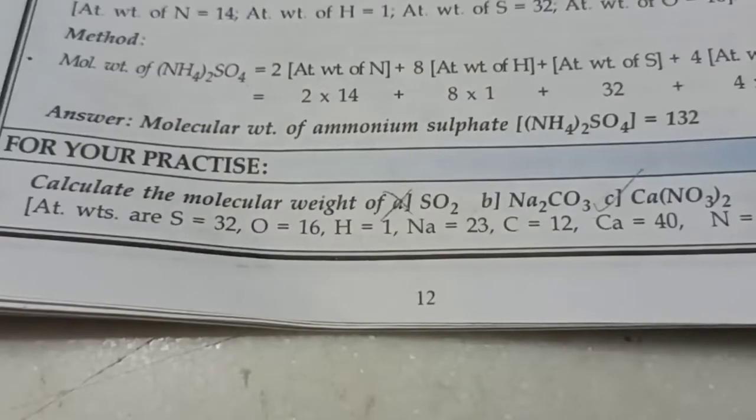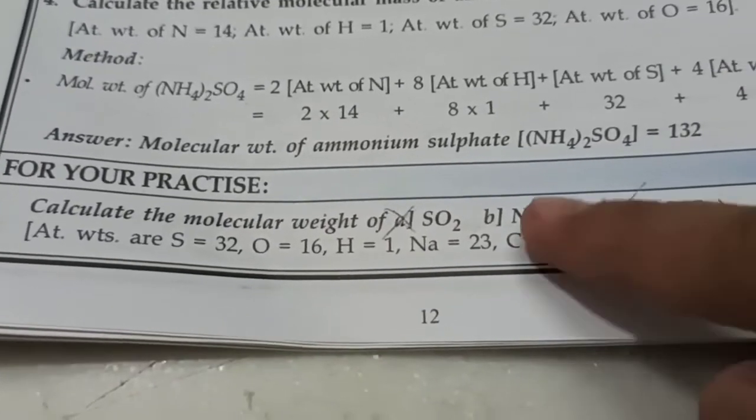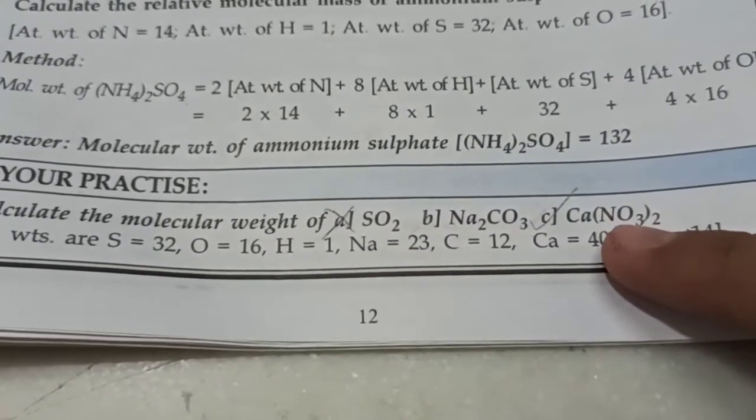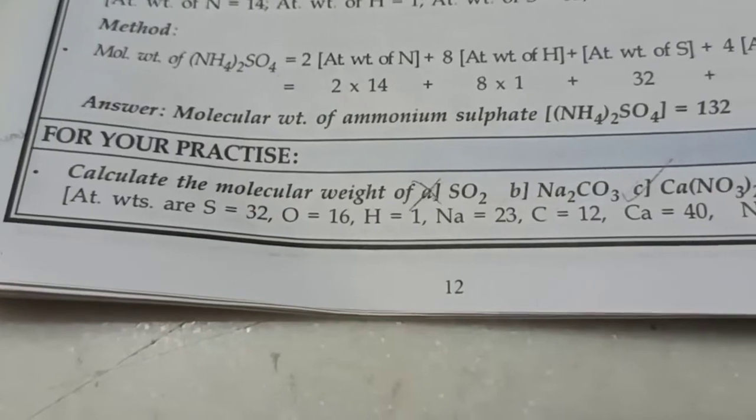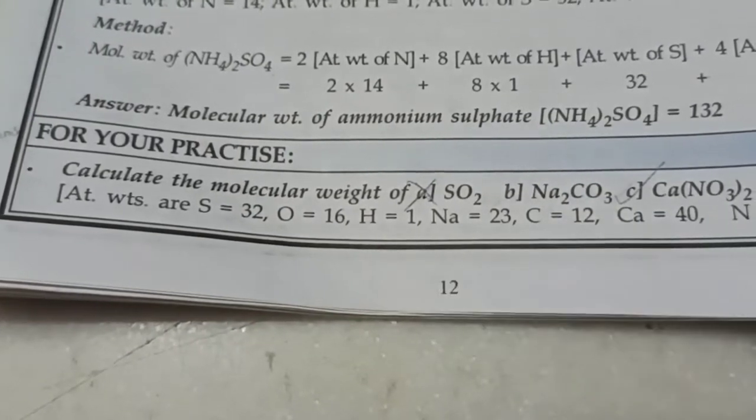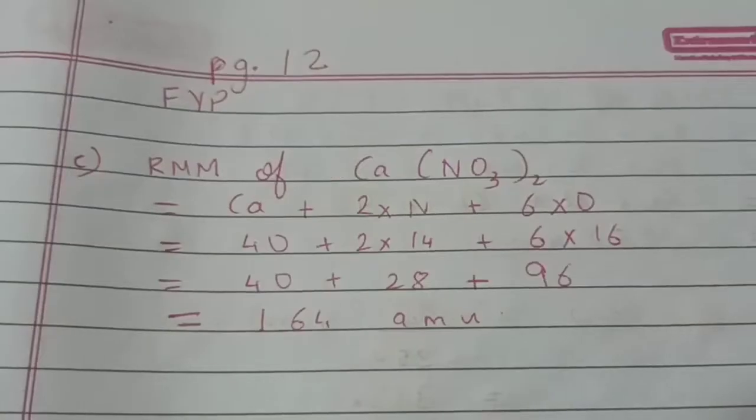Let's study 9th Standard ICSE Chapter 1 of Chemistry, the Language of Chemistry, Sums. Let's start with page number 12 for your practice. Cancel the A sum, let's do the C sum. You have to find the molecular weight. Note that the atomic weights are given, we don't have to learn them.